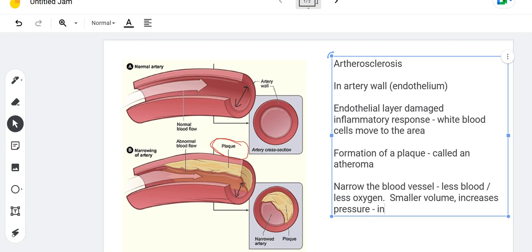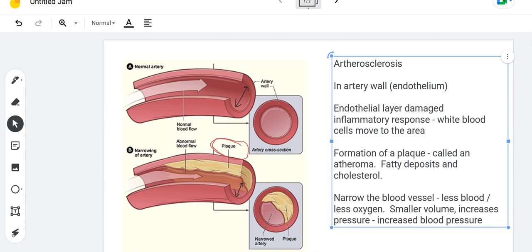So with an increased blood pressure, which is what we've now got, that's going to have other consequences. Obviously, increased blood pressure is going to cause damage elsewhere, and it's a bit of a vicious cycle because then you're going to cause even more damage to the endothelial layer. It's also worth saying that the plaque is made of fatty deposits and cholesterol, which are usually the main things they want you to mention.